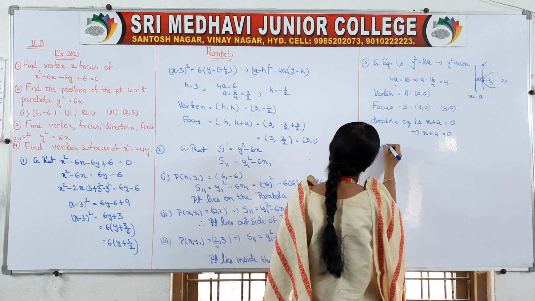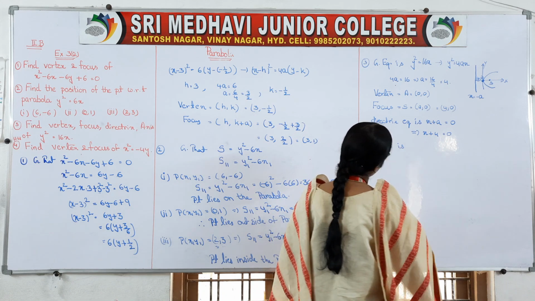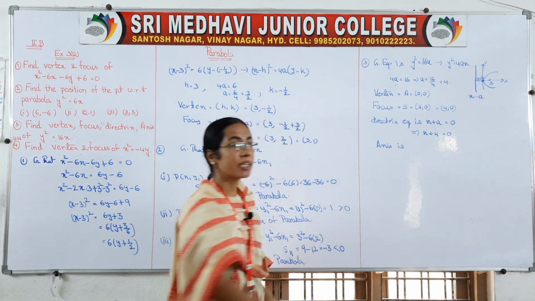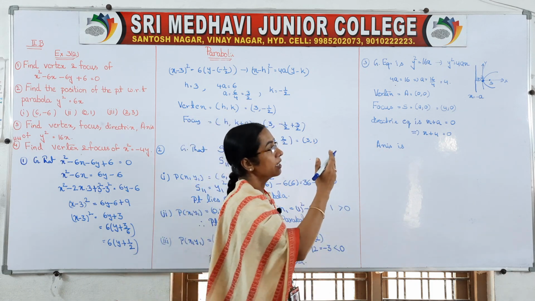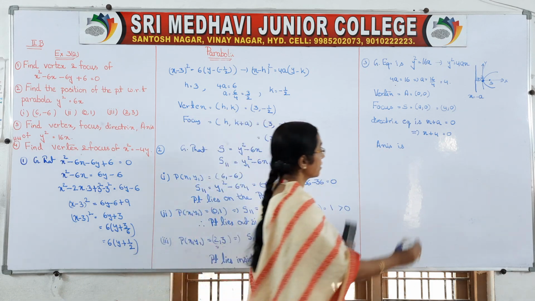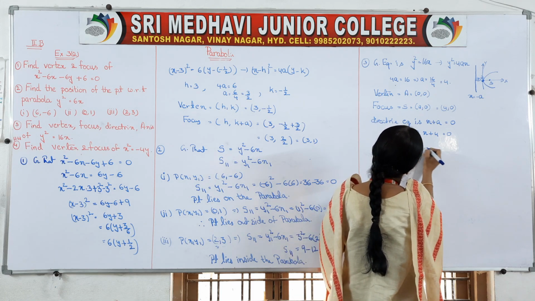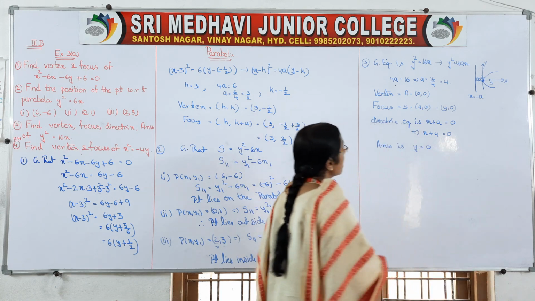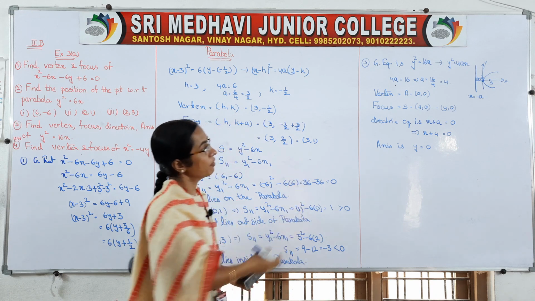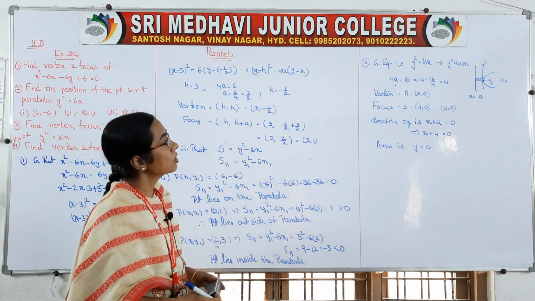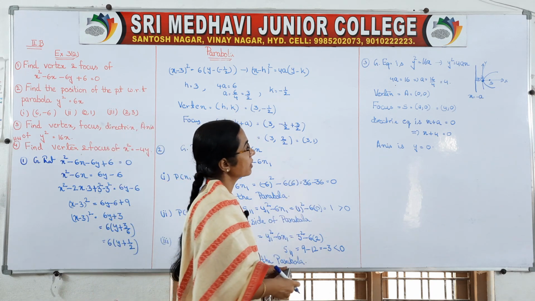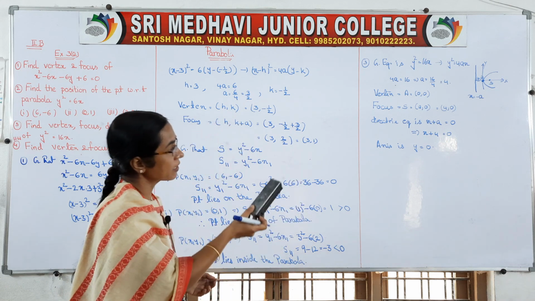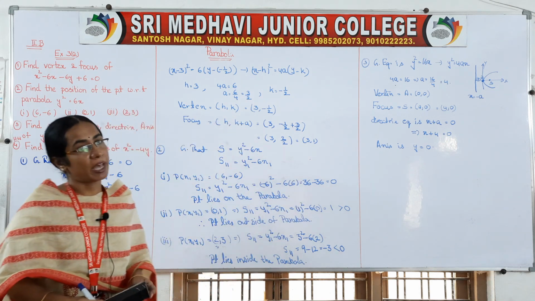Finally, what is the axis? It is nothing but x-axis. X-axis means its equation is always y is equal to 0. So y is equal to 0 is the axis of the given parabola. Okay, so this is your focus, vertex and equation of directrix and axis of the given parabola.